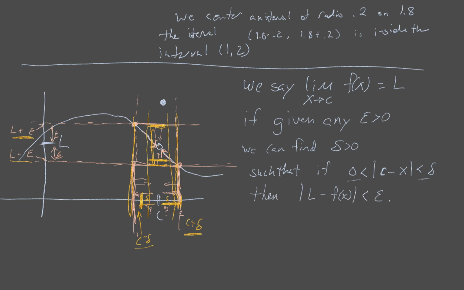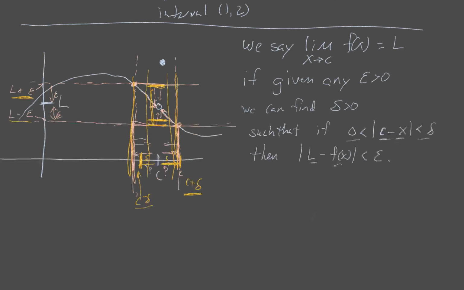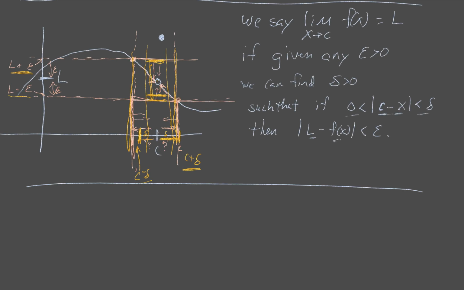Okay, so we set up this epsilon tolerance. How close do we want the output to be to L? We can find a delta that, as long as my inputs are close enough together, like as long as the input that I'm going to use is close enough to the point that I'm approaching the limit at, that close enough is the delta. We can find that delta so the outputs are close enough together to L. Okay, so if that is the case, we say that the limit exists and it is L.